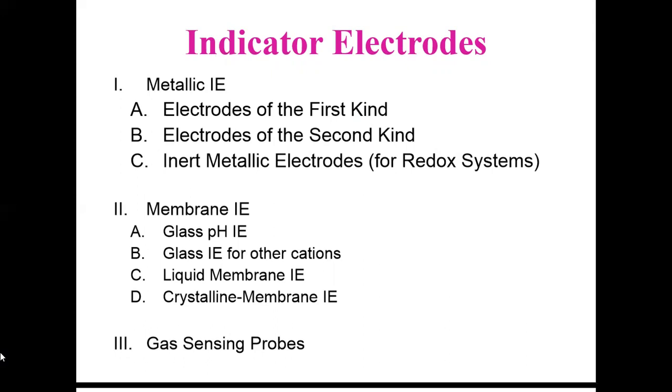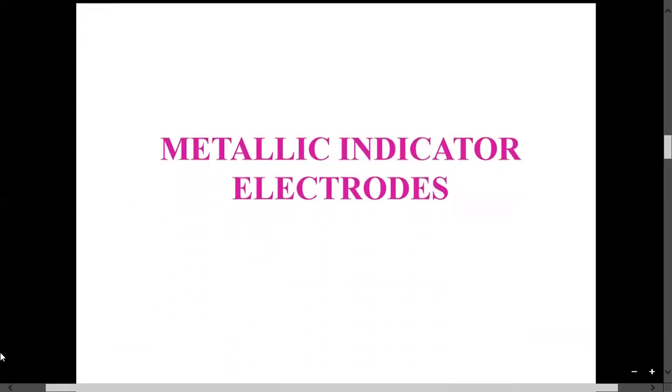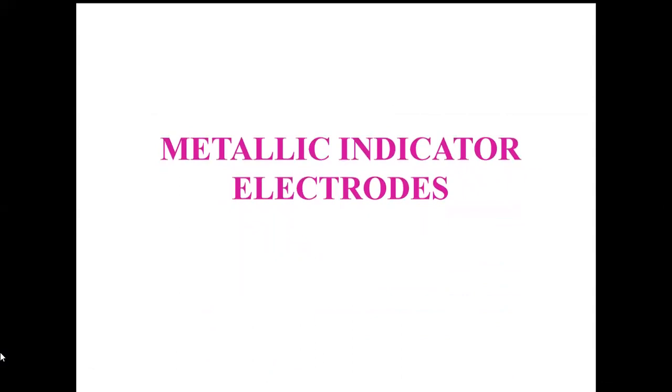Now, the second one is the membrane indicator electrodes, which has four parts. First is the glass pH indicator electrode. Second is the glass indicator electrode for other cations. Third is a liquid membrane indicator electrode. And fourth is a crystalline membrane indicator electrode. The last part is gas sensing probes. Now, first of all, metallic indicator electrodes.